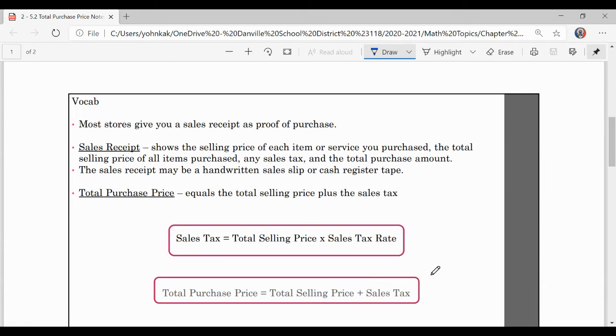So vocab, most stores give you a sales receipt as your proof of purchase. If you've ever tried to return anything at a store, you've got to have that sales receipt. It shows the selling price of each item or service you purchased. It also shows the total selling price of all the items purchased, any sales tax, and then the total purchase amount. That total purchase price is equal to the total selling price plus the sales tax.